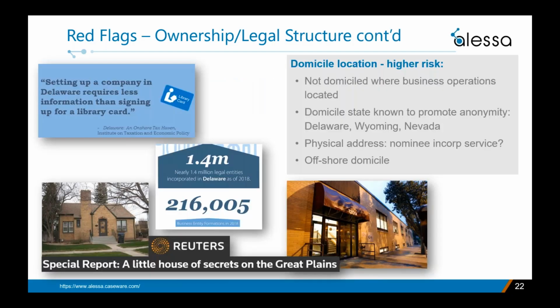The second set of red flags relate to where the entity is domiciled, meaning where it's incorporated. Now, if the business's primary operations are not in the state of domicile, you'll want to find out why. Be especially cautious when the domicile state in the US is Delaware, Wyoming, or Nevada, as these states are the most notorious for anonymous corporate formation. There's a pretty high probability that an NIS firm is involved when companies domicile in these states as well. So do that web search on the physical address to check.